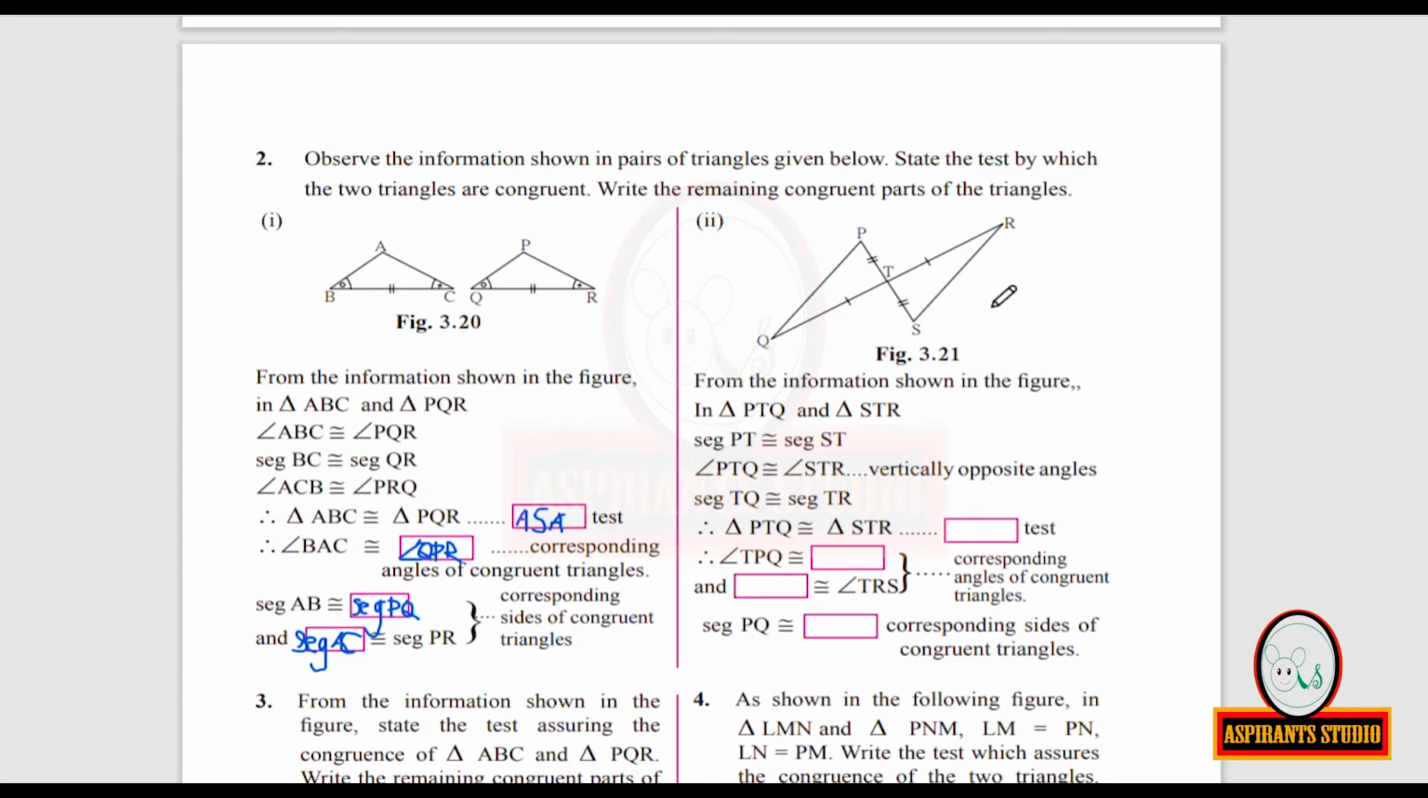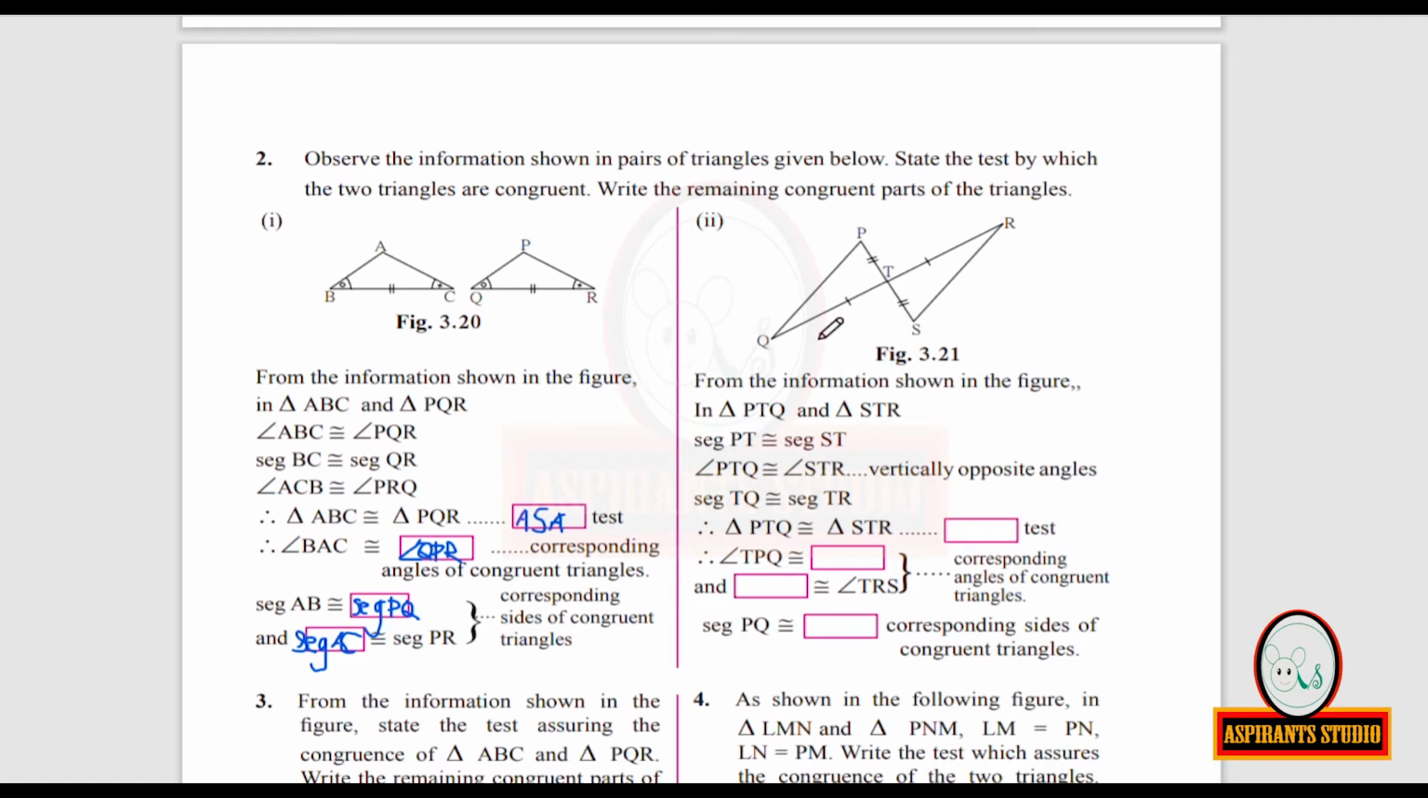Now coming to the next one. Second question. Here also you can see two triangles and you can see two intersecting lines. We have learned the vertically opposite angle theorem. When two lines are intersecting each other at one point, then the vertically opposite angles are congruent. So here angle PTQ will be congruent to angle STR. And because the correspondence of the vertices is given like this, P corresponds to S, T corresponds to T and Q corresponds to R. So you have to do accordingly.